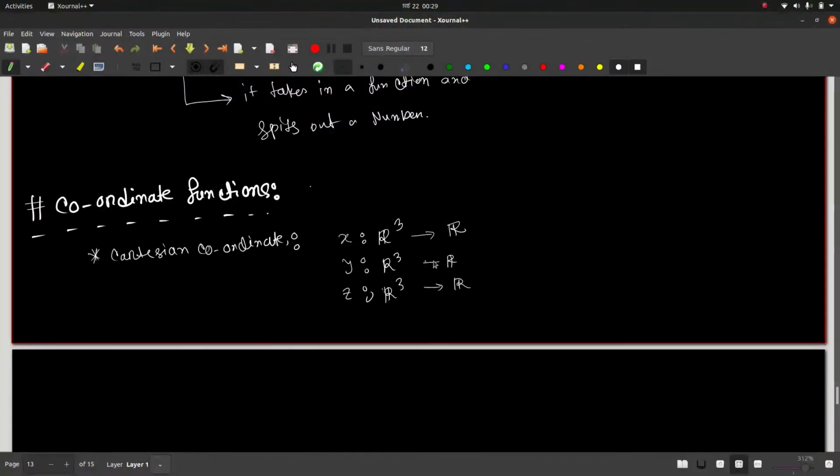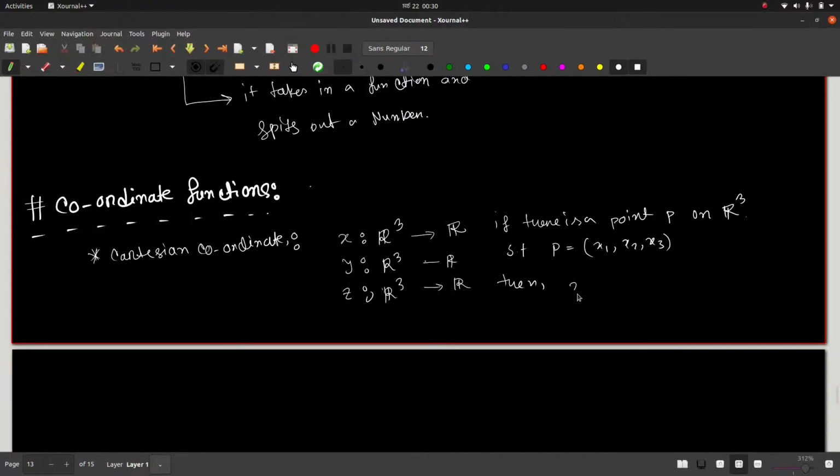And this mapping for x, y and z is defined as follows. If there is a point P on R3, by R3 we mean the 3-dimensional manifold, such that P is denoted by x1, x2, x3, then under this mapping, P will be mapped to x of P.